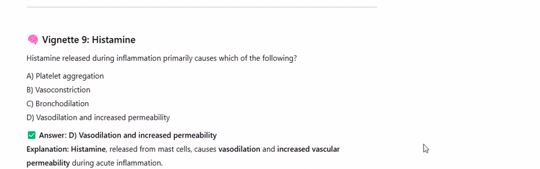Vignette 9. Histamine released during inflammation primarily causes which of the following? A. Platelet aggregation. B. Vasoconstriction. C. Bronchodilation. D. Vasodilation and increased permeability. Answer D. Vasodilation and increased permeability. Explanation: histamine released from mast cells causes vasodilation and increased vascular permeability during acute inflammation.